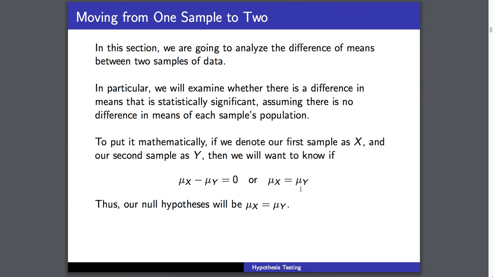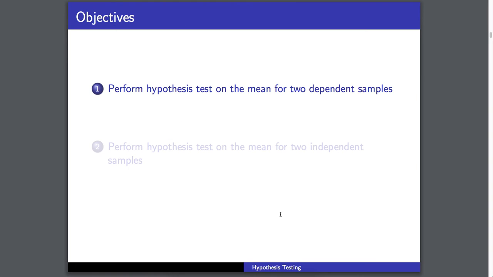So our null hypothesis is going to be the equality of the two data groups' population means. And then we'll look at our left-tailed, right-tailed, and two-tailed alternative hypotheses, but we'll be testing the equality of the two population means. In this video, we're going to look at performing a hypothesis test on the mean for two dependent samples. And in the next part of this section, we'll take a look at independent samples.